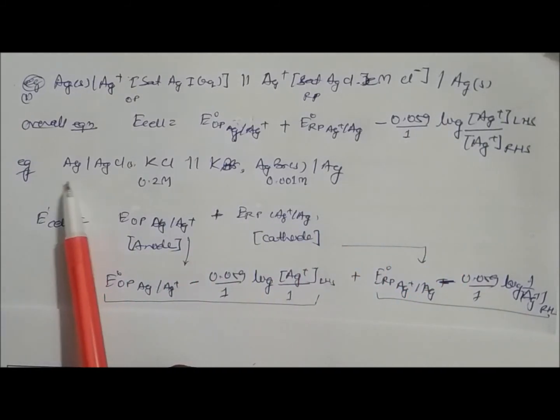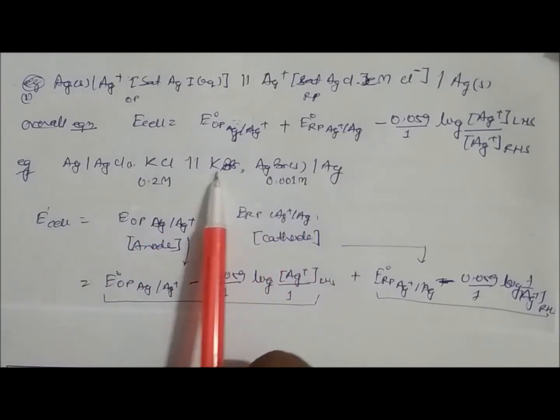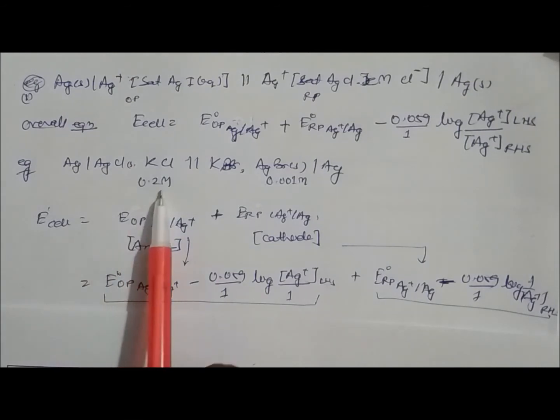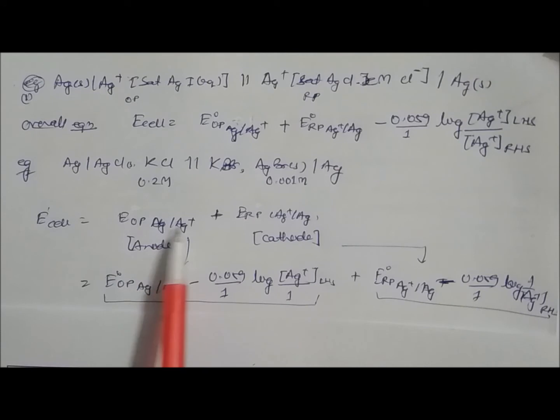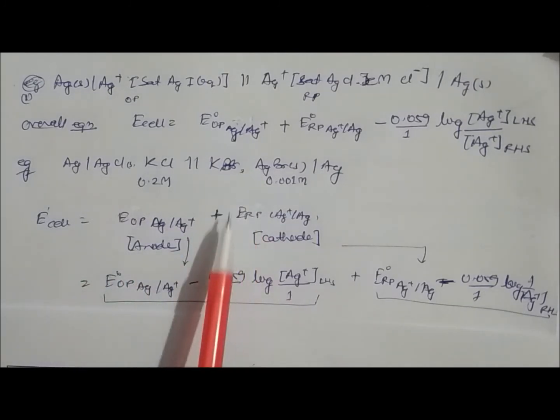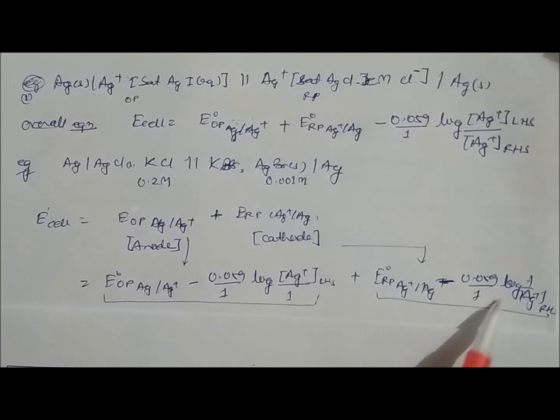The next example is Ag, AgCl, KCl or KBr, AgBr and silver. This is saturated with KBr and this is saturated with KCl, 0.2 molarity and 0.01 molarity. So E naught of the cell will be E OP Ag by Ag plus for this one, and E RP Ag plus by Ag in this case, the cathode. For the anode this is the reaction, and for the cathode this is the reaction. So for Ag by Ag plus, the E naught of OP, and 0.059 log of Ag plus, and in this case E naught RP Ag plus by Ag, and 0.059 log of 1 by Ag plus for this reaction.